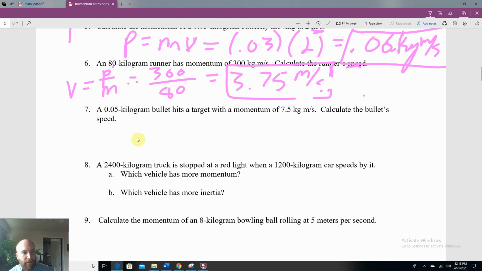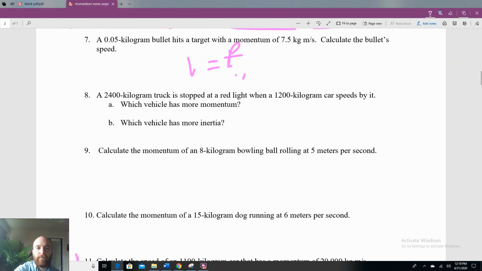7. A 0.05 kilogram bullet hits a target with a momentum of 7.5 kilogram meter per second. Calculate the bullet's speed. Alright, it sounds like we're calculating speed again, so let's use that same equation, because we're calculating the same thing. v equals p over m. Alright, v is what we're solving for. p is 7.5, because it says a momentum of 7.5. And then on the bottom we got a mass of 0.05. Divide these carefully in your calculator. I got 150 meters per second.